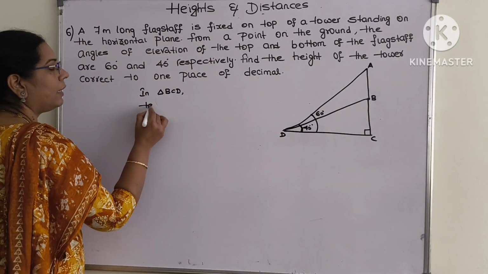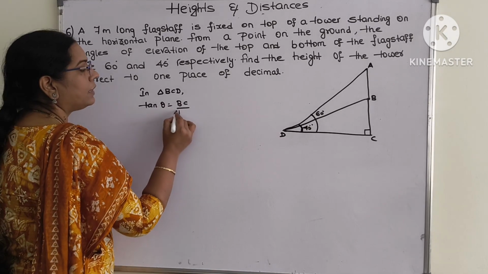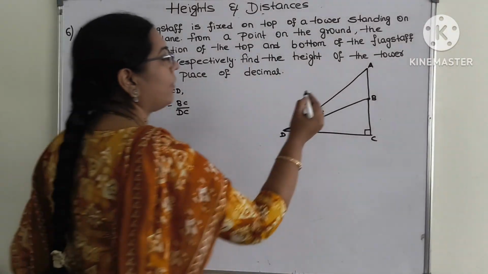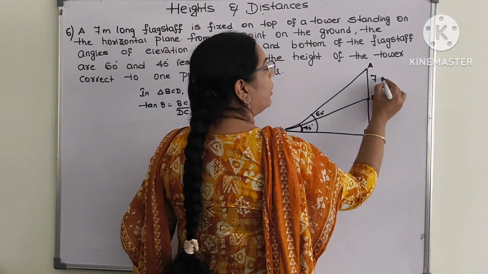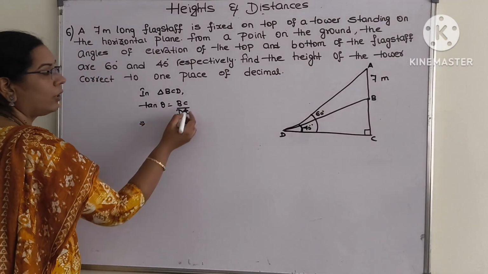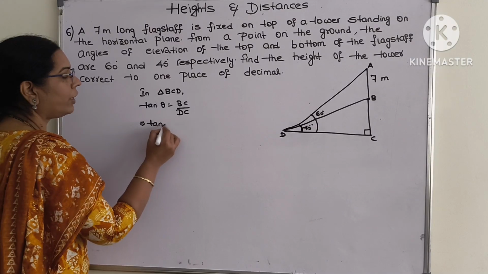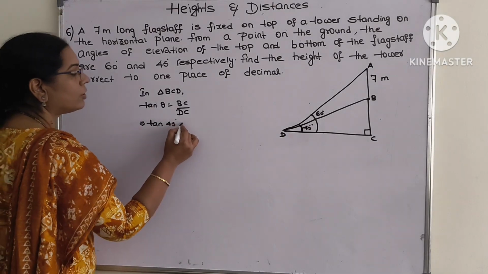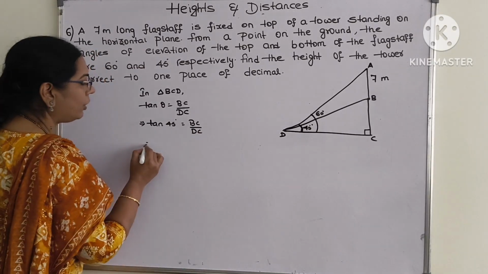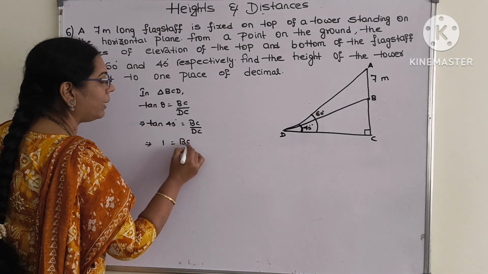So tan theta is equal to BC by DC. Did they give any of the values? Yeah, they said AB is 7 meters. I forgot to write it. Okay, tan theta is BC by DC. What is theta? It is 45. So tan 45 is equal to BC by DC, and you know tan 45 is 1, children, therefore 1 is equal to BC by DC.